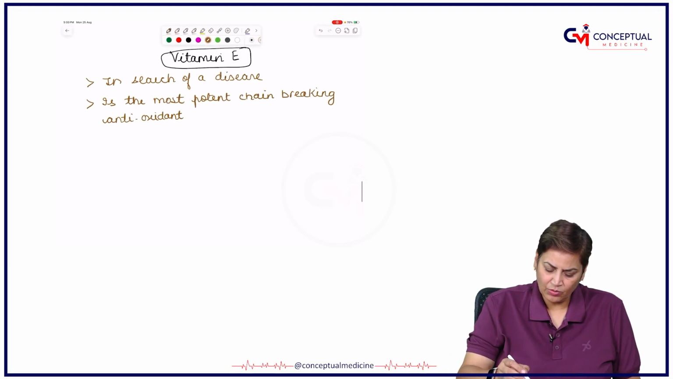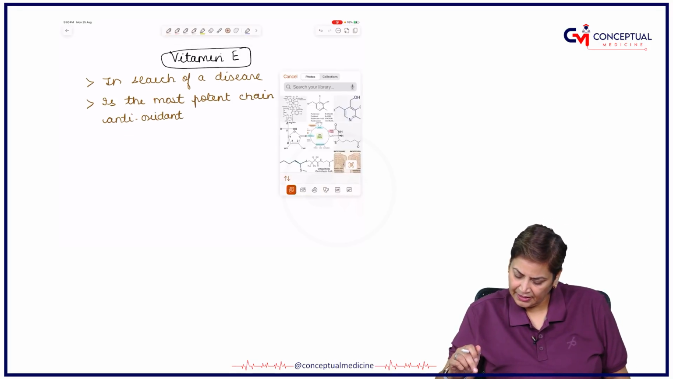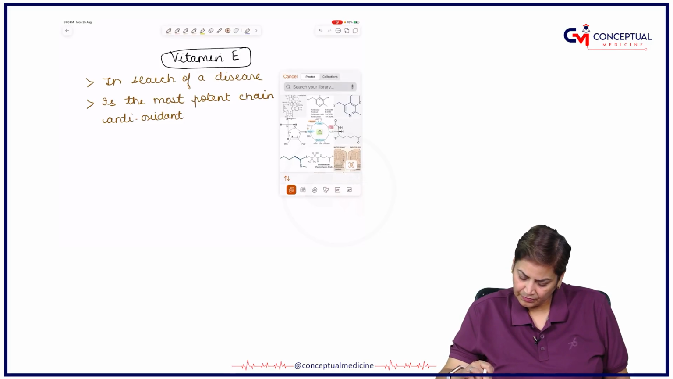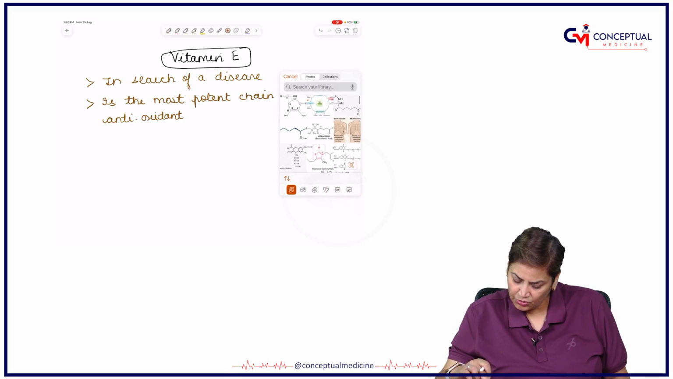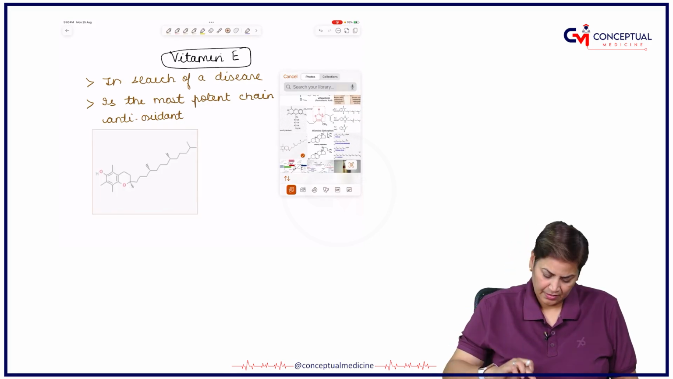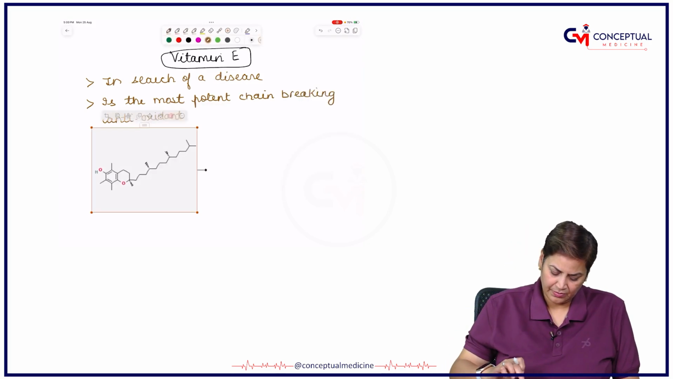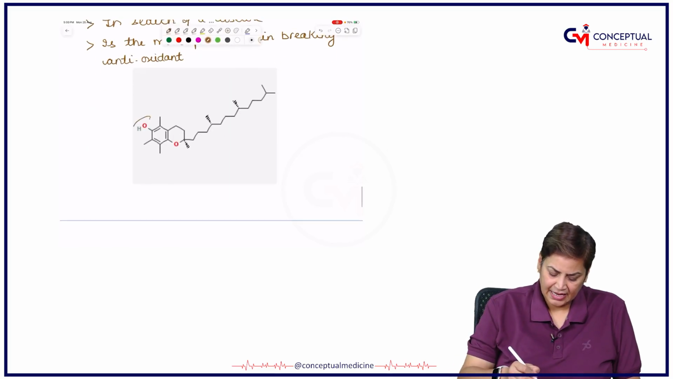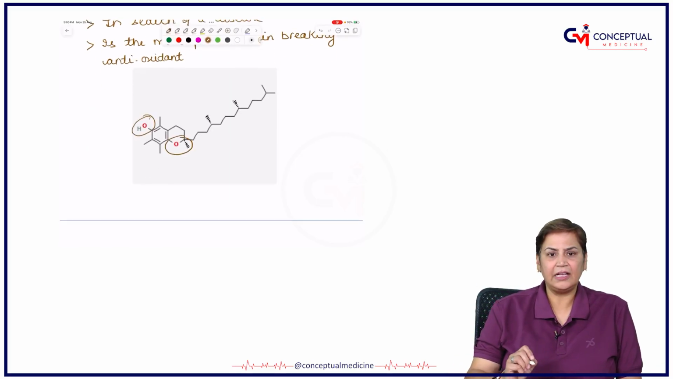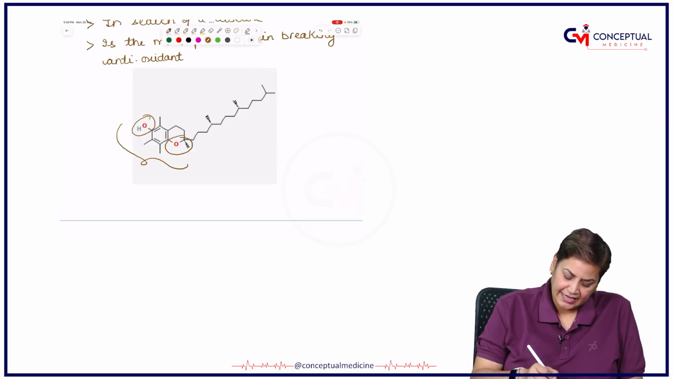And if I talk about the structure of vitamin E, it has a very typical type of structure. Let me show you the structure. This is the structure of vitamin E. You can see that it has this oxygen in it, which gives it an antioxidant nature.